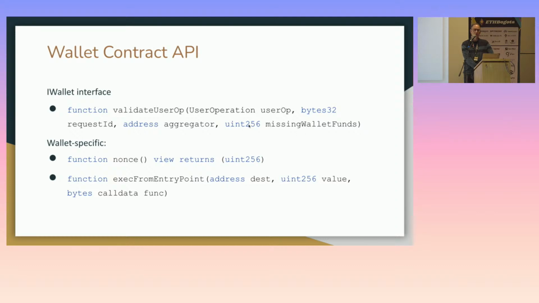If this validateUserOp reverts, the transaction will fail. It will not pay anything. If it succeeds, then later on, the entry point will call the call data. There are two wallet-specific functions. We don't mandate their names, but the wallet has to provide them. One of them is nonce, to return the current nonce value. When we create a transaction, we need to know the current nonce. And the other is the method that will be executed from the entry point. So in our sample wallet, we call it execFromEntryPoint, which I think is a good name. It has to have implementations for these two methods.